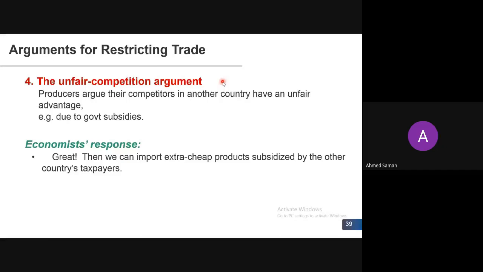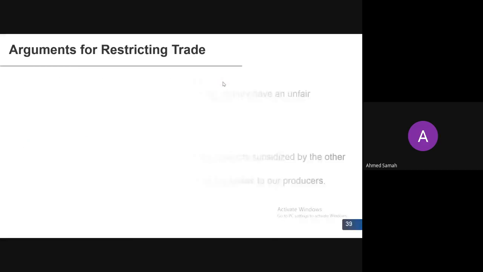So when a foreign government subsidizes its domestic firms, it spends taxpayer money to make products cheap, so we can enjoy those products. So the gains to our consumers will exceed the losses to our producers in this case. In all of these cases there will be pros and cons, but these are some responses by the economists.